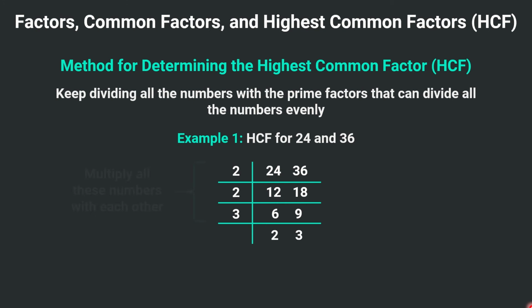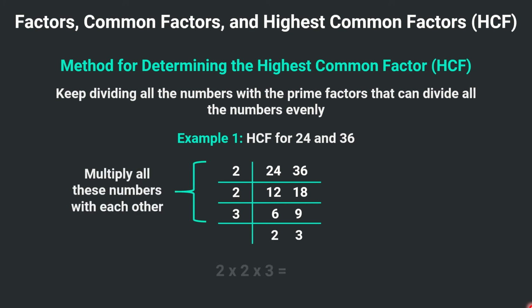Now all we have to do is simply multiply all these numbers with each other. So 2 into 2 into 3, which is equal to 12. As we saw in the last slide, 12 was the highest common factor, but we had to determine all of the factors for that. Now using this method, you can simply determine the highest common factor, which is 12, easily.